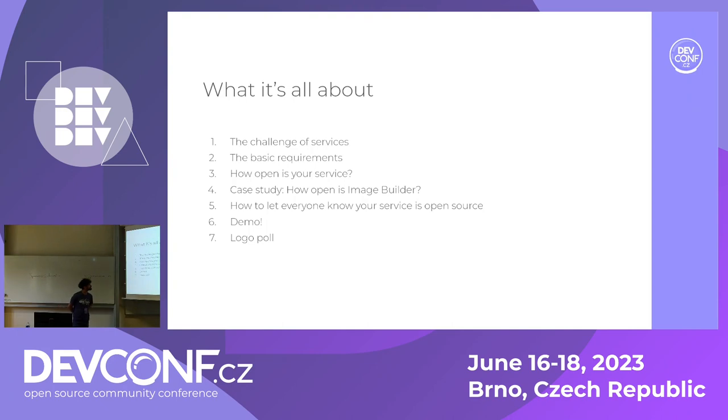What is the talk all about? First of all, let's start with the challenge of services to open source. Then let's continue to understanding what it means to be an open service. What are the basic requirements for any given service to be considered open source? And then let's decompose that a little and look into an actual tangible list of things that you can check against to verify that your service is open. Then let's go into one example: let's look at Image Builder and see how open Image Builder is. And finally, let's figure out how you can let everyone know that your service is open source, which concludes the talk with a demo. And then finally, a quick poll for a logo for all of this.